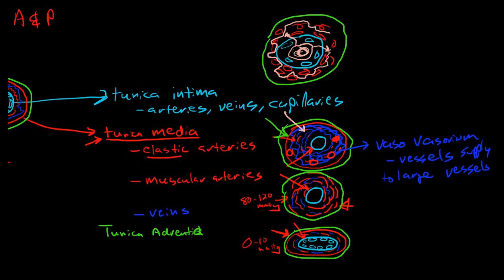Okay. All right, so that's the basic anatomy of arteries, veins, and capillaries. Now remember, the capillary is essentially just going to be a tunica intima with a basement membrane. There is no tunica media or tunica adventitia for capillaries. Okay, so that kind of covers the anatomy for all three vessel types.